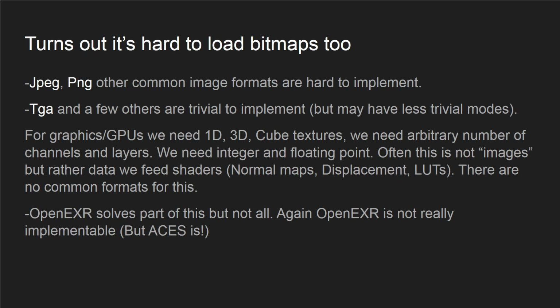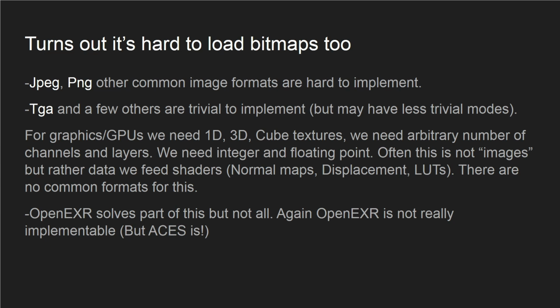But beyond that, you run into a bunch of problems, because if you work in graphics and GPUs, you need one-dimensional textures, three-dimensional textures, cube textures. You need a number of channels that are not just RGB. You need RGB alpha, you need RG, you need integer, floating points, all kinds of things that you store. And these are not images, they're assets that go into your engine. They might be normal map or displacement or color lookup tables or all kinds of things. And these formats for images, they're just for images.